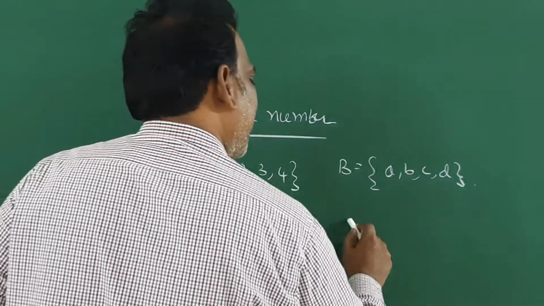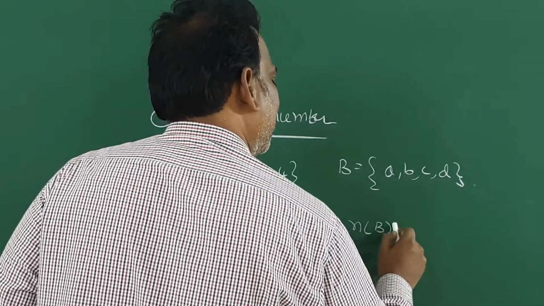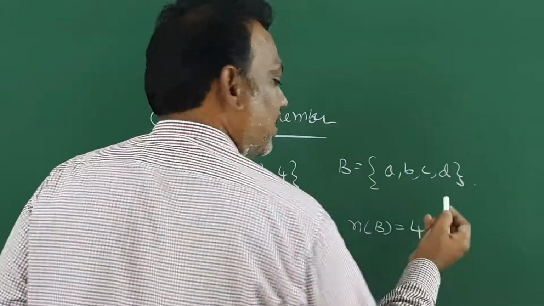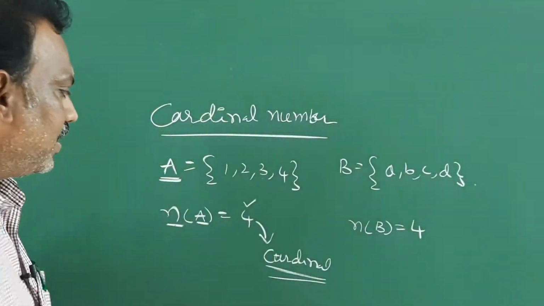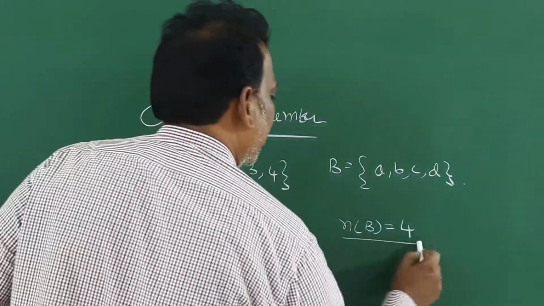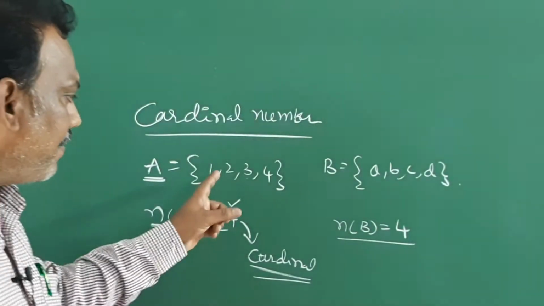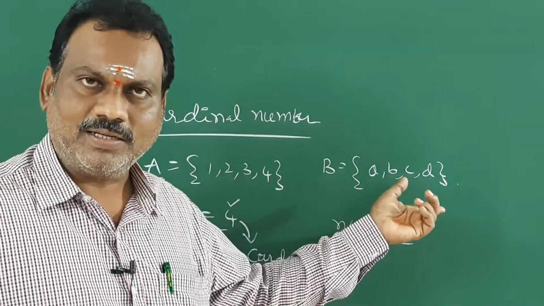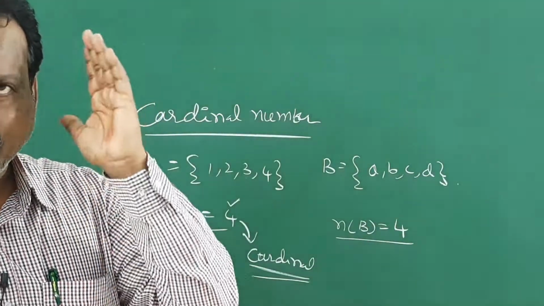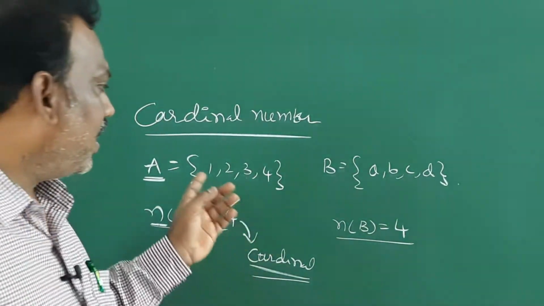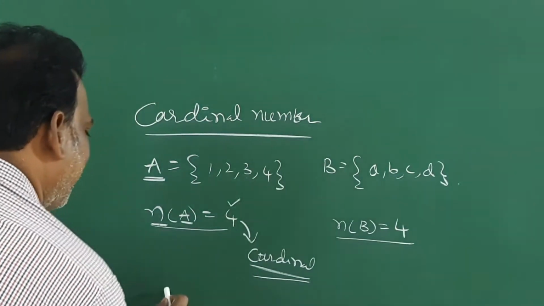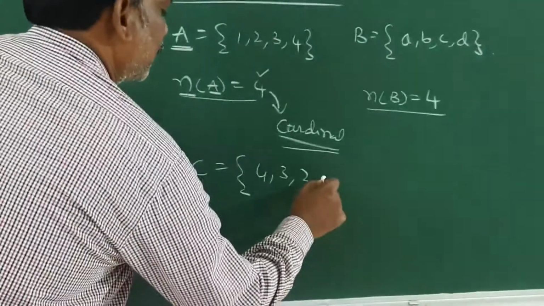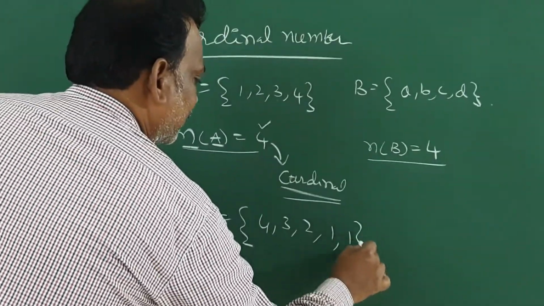See, the set B also has 4 elements, a, b, c, d. But remember, this cardinal number and this cardinal number are the same, but the elements are different. These are numbers, these are alphabets. What if the numbers are also exactly the same, here 1, 2, 3, 4? For example, I am taking one more set. See students, 4, 3, 2, 1, 1.